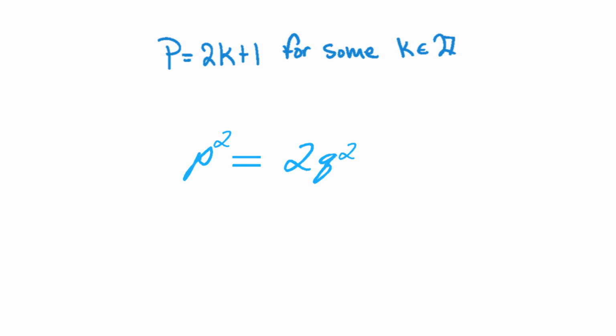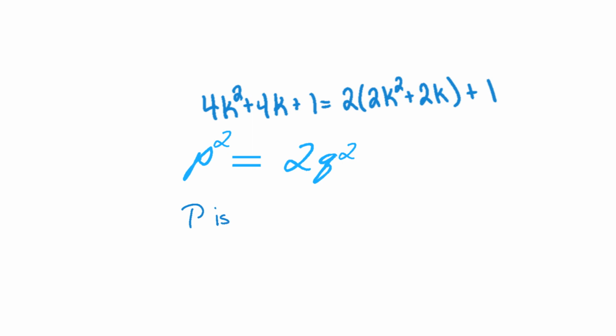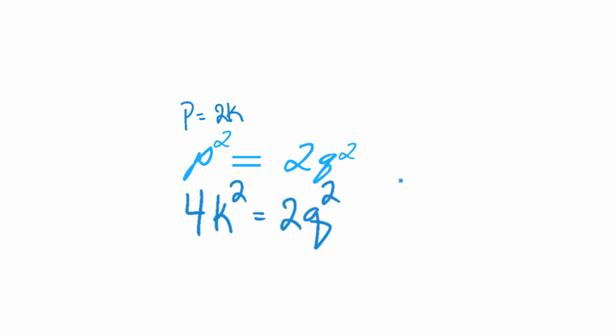Foiling this out, we get that p squared is equal to 4k squared plus 4k plus 1, which equals 2 times (2k squared plus 2k) plus 1, which happens to be an odd number. Thus, we can conclude that p is not odd, p has to be even. Since p is even, that means that we can express p as 2 times k for some integer k. That means that p squared equals 2q squared is the same as (2k) squared equals 2q squared, which means that 4k squared equals 2q squared. Dividing by 2, we get that 2k squared equals q squared.